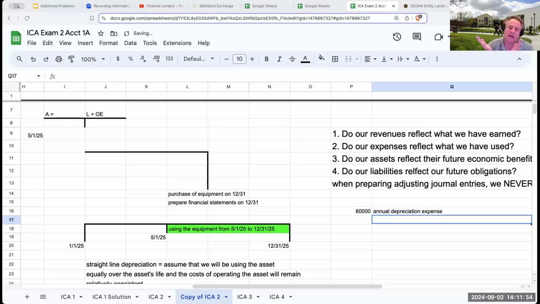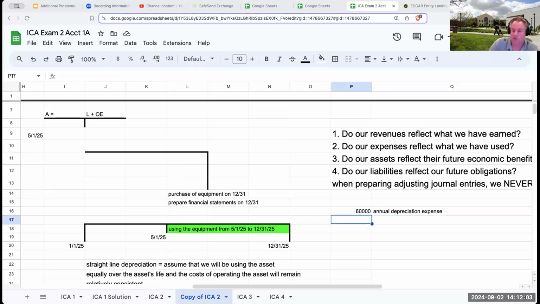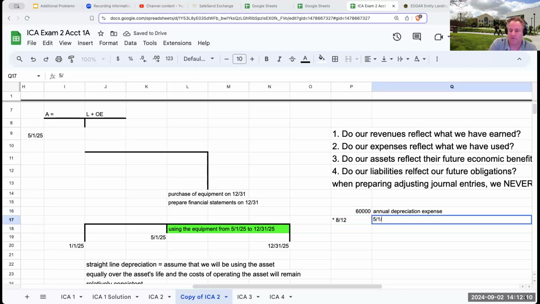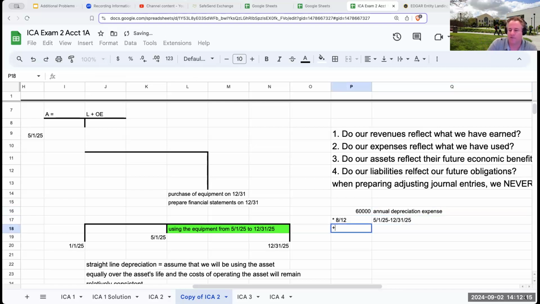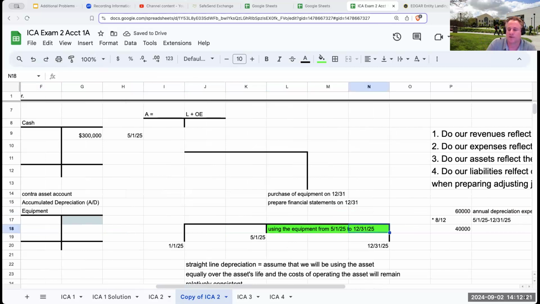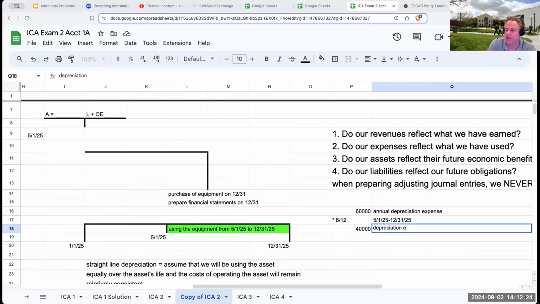So I bought the asset on May 1st. May, June, July, August, September, October, November, December. I used it for a total of 8 months. So I'm going to multiply this times 8/12. So basically from 5/1/25 to 12/31/25. So 60,000 times 8/12, I'm going to get 40,000. So 40,000 is my depreciation expense for 2025.